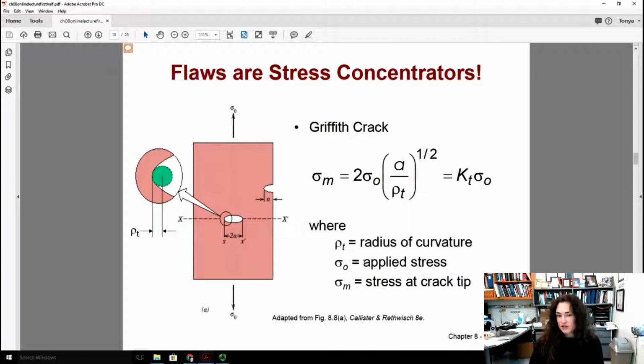Now sigma naught in this equation is the applied stress. A, like I said, is the half crack length. And rho t is the radius of curvature at the tip of the crack.